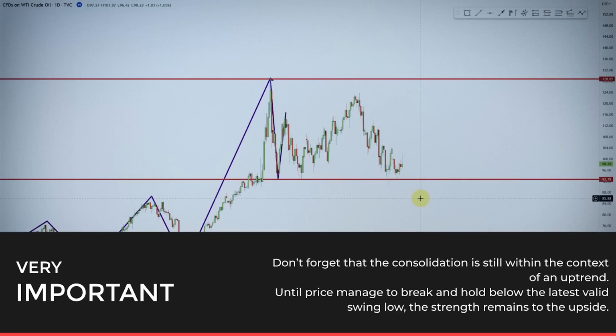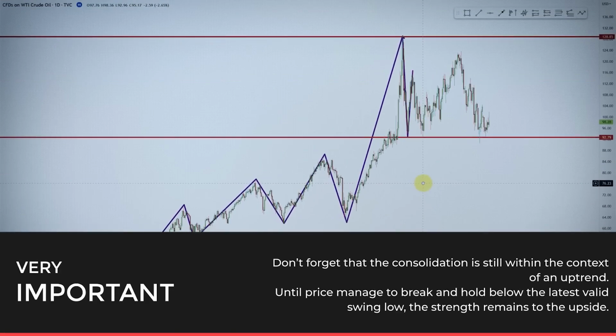In this context, don't forget that the consolidation is still within the context of an uptrend. Until price manages to break and hold below the latest valid swing low, the strength remains to the upside.